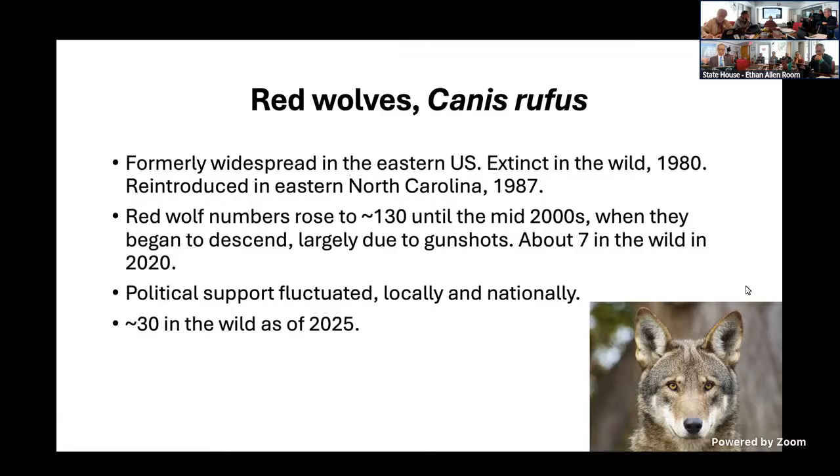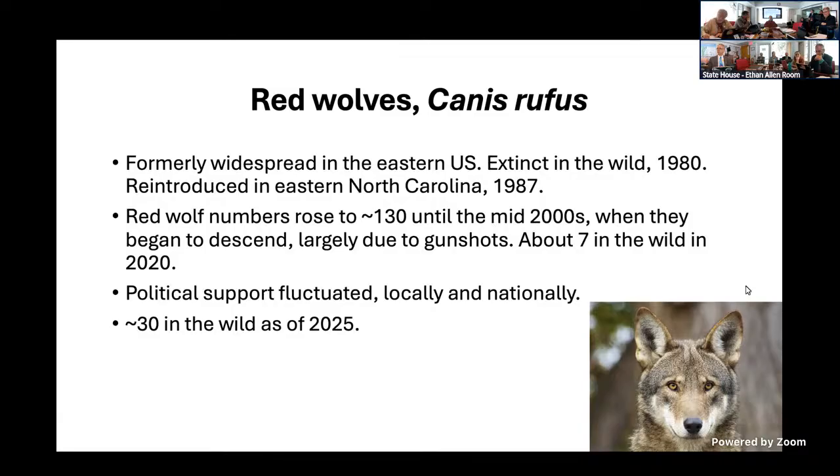And then they were actually one of the first species to be put on the endangered species list prior to the Endangered Species Act, actually, and reintroduced in the far east of North Carolina in 1987. If you've ever been to the Outer Banks, this is the peninsula that's the closest mainland to that, and that's where they were reintroduced. About a dozen of them.